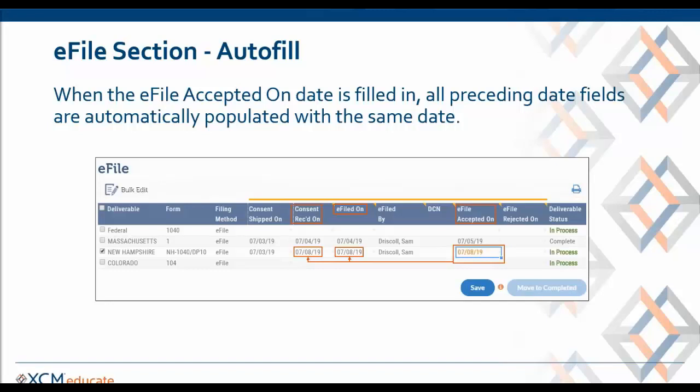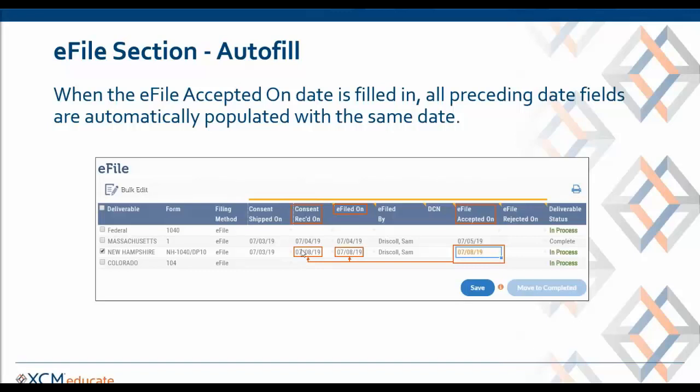through the e-file process. Now, we also understand, we've all been there, we're getting close to that deadline, and 100 people have sent in their consent form, and maybe you just don't have time, you just need to get those filed, and you want to update those dates sort of in bulk. You can. Any date to the right of the consent form date, if you fill it in, will automatically fill everything over to the left.